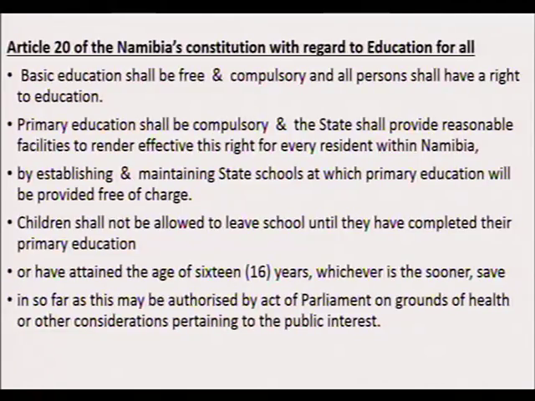Primary education shall be compulsory, and the state shall provide reasonable facilities to render effective this right for every resident within Namibia, by establishing and maintaining state schools at which primary education will be provided free of charge. Children shall not be allowed to leave school until they have completed their primary education, or they have attained the age of 16 years, whichever is the sooner, save insofar as this may be authorized by Act of Parliament on grounds of health or other considerations pertaining to the public interest.